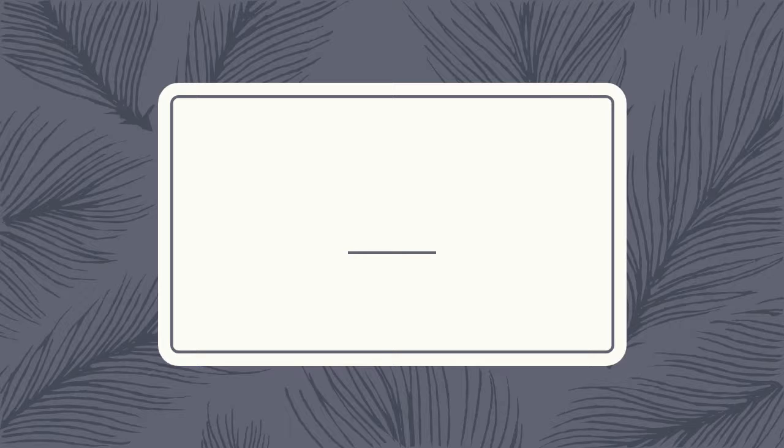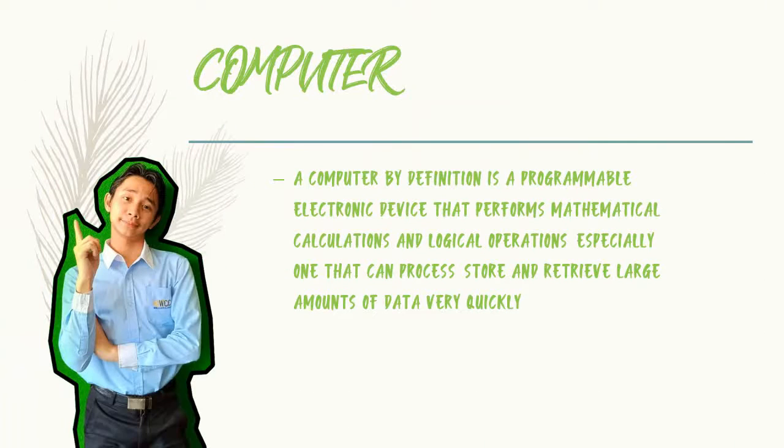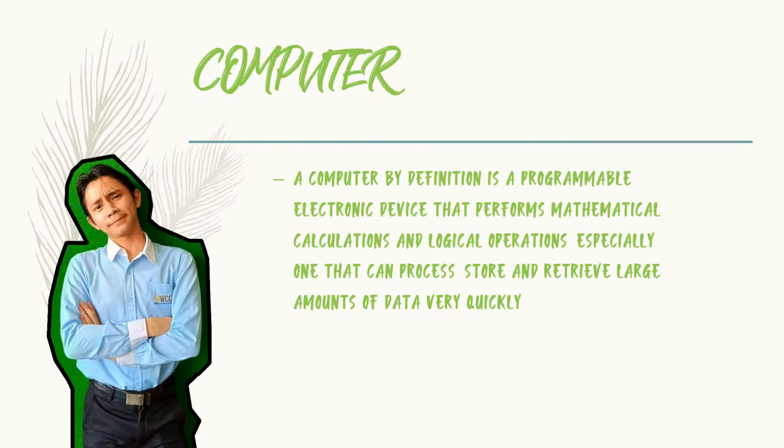And now we're going to talk about the components of a computer. A computer by definition is a programmable electronic device that performs mathematical calculations and logical operations, especially one that can process, store, and retrieve large amounts of data very quickly.